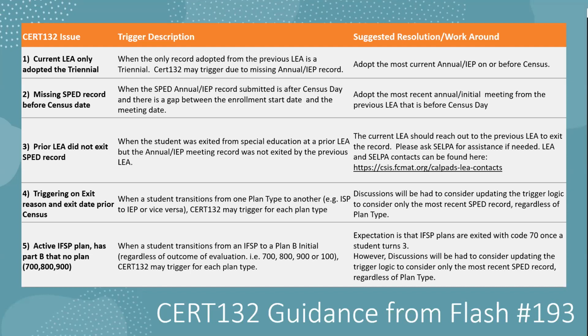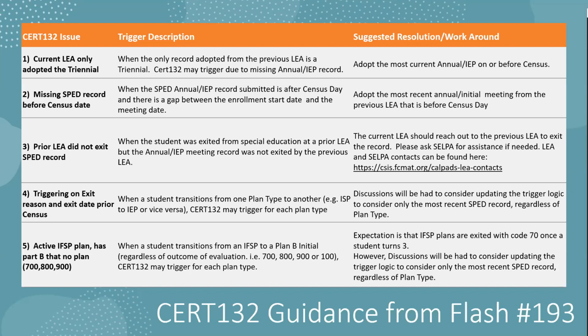So if a student enrolls in the fall, say it's August or September, and you do give that student an IEP meeting, but it's after census day, right? This year it was October 7th. What should you do? You've already given the student a meeting. You have drafted a plan for the student to cover that gap in the interim between the start of school and census day. You need to adopt the other meeting from the previous LEA.